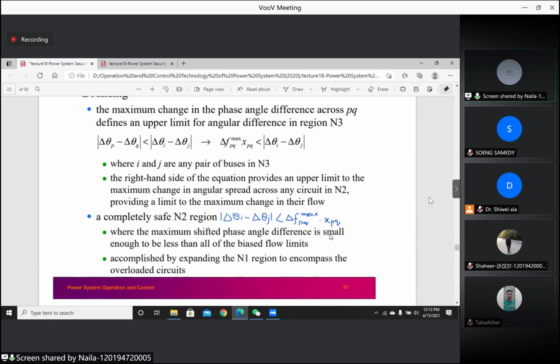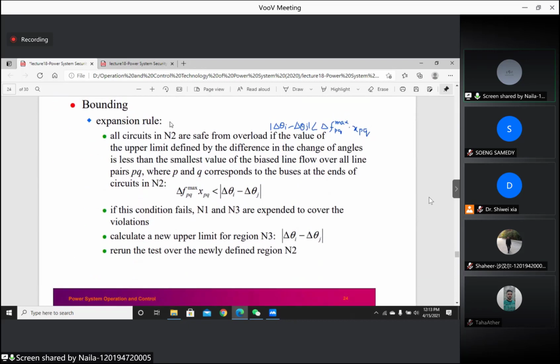So now we have the completely safe region, where the maximum shifted phase angle difference is small enough to be less than all the line flow limits. Mathematically, the maximum shifted phase angle difference is small enough to be less than the smallest value of these maximum flow limits. If this condition is satisfied, we can say that our N2 region is safe and no overload will occur. If this condition fails, we have to expand the N1 region to encompass the overload circuits.